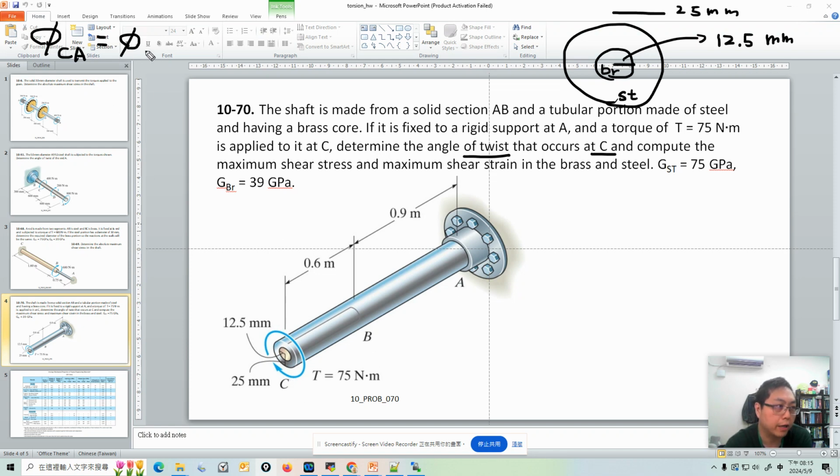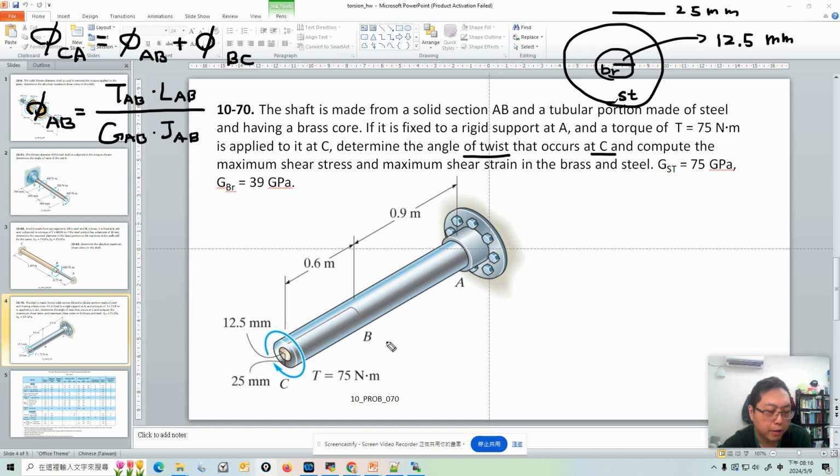So I write phi AB plus phi BC. How to calculate phi AB? We need the torque at AB and the length of AB divided by GAB and JAB, right? And how do we know the torque of AB? Actually, the torque of AB is very easy to calculate in this problem.